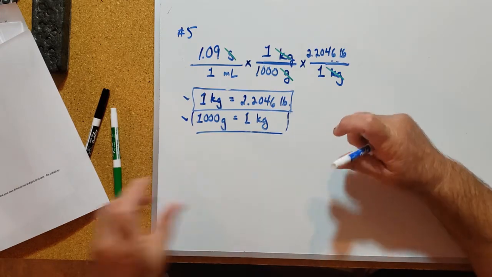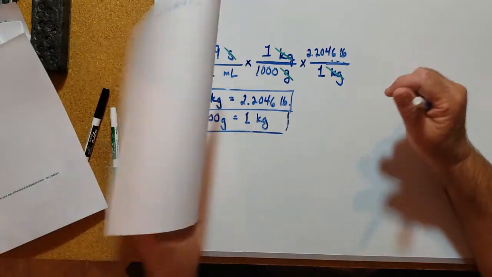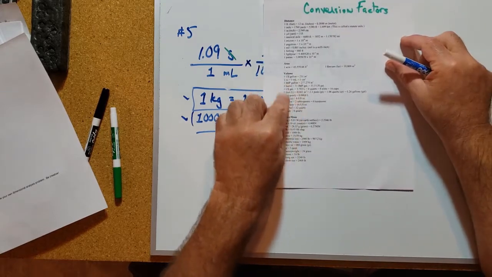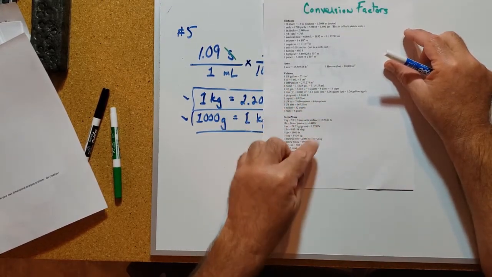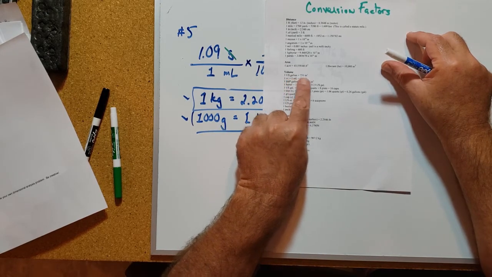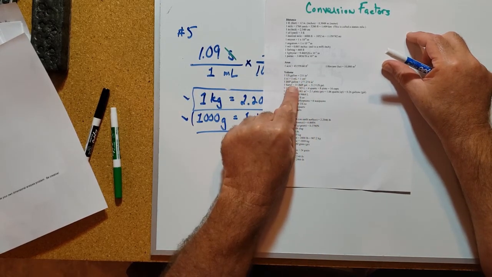So let's go back to our conversion factor list, and we're going to look under our volume conversion factors and see if we can't find something that's milliliters to gallons. There's gallons to cubic inches. That's not going to work.